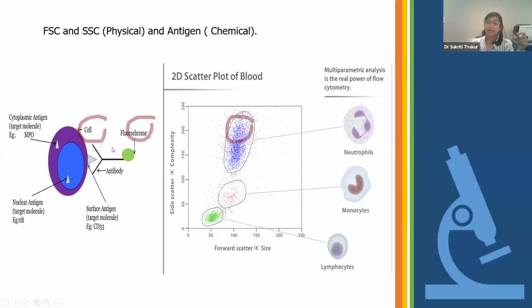Similarly, the cell has chemical properties as well. It has surface, cytoplasmic, and nuclear antigens. For example, CD45 is an antigen which is present on all the leukocytes, right? So how can I identify this antigen? We can identify it with the help of antibodies, and these antibodies are attached to a fluorochrome.